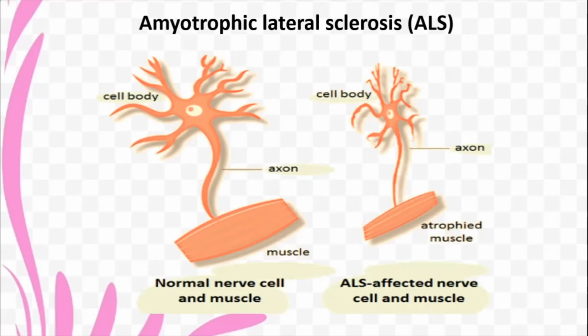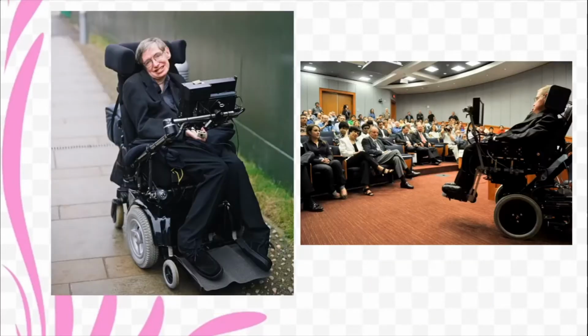But in spite of all these problems that he had, you can see this is how he started looking towards the end of his life as the disease progressed. He was completely confined to a wheelchair. He did not have any control of his hands, of his legs, of his neck, and slowly he also lost his voice. But in the other part of the picture, you will see that he was still very active. You can see him addressing a group of people.